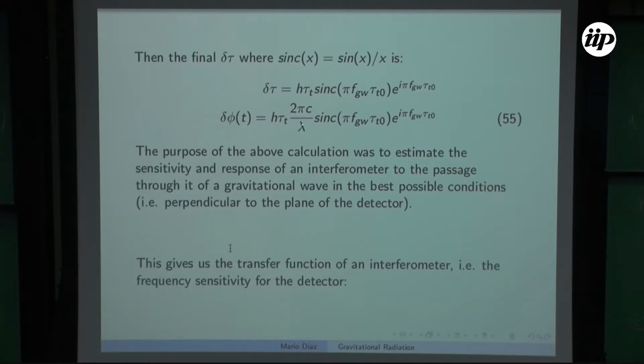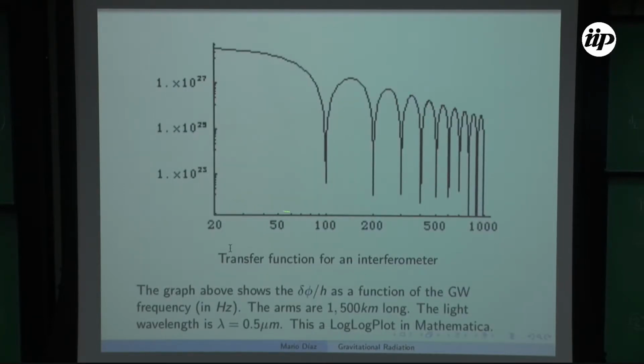Well, now all we need to do is assume a few numbers for the gravitational wave and plot these functions. This is what's called the transfer function of the interferometer. You can see this sensitivity peaks at 100 hertz here. This is in hertz. But of course, I have to warn you that to make these calculations simple and easy, this is a log plot in Mathematica.